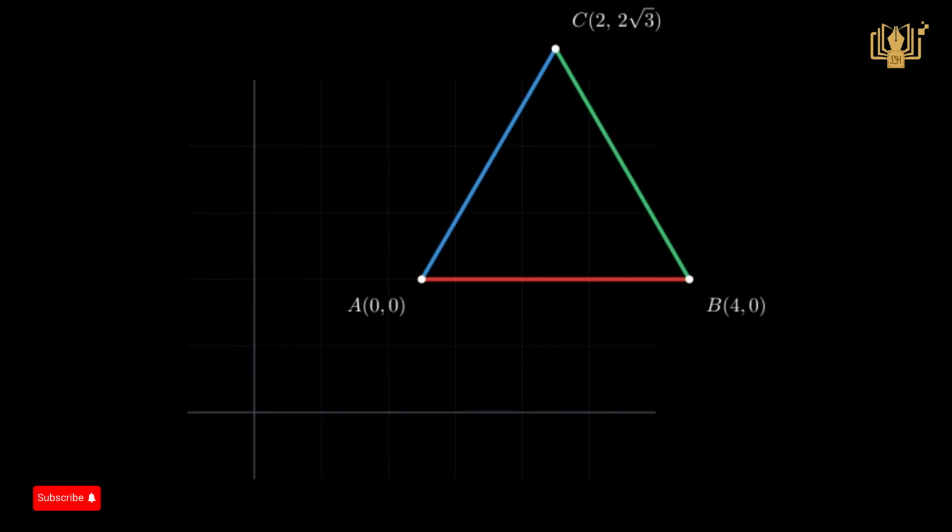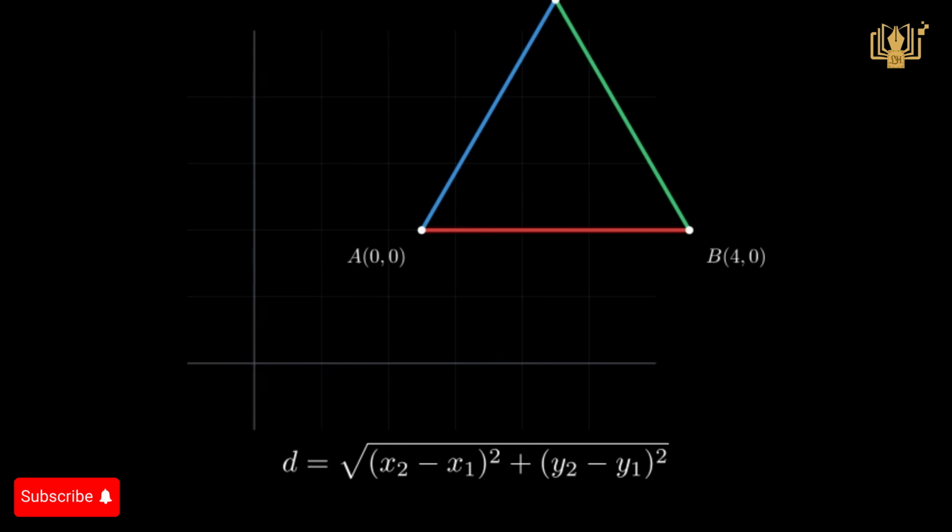The distance formula says d equals the square root of (x2 minus x1) squared plus (y2 minus y1) squared.